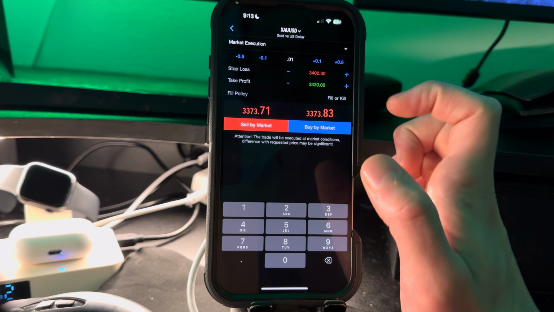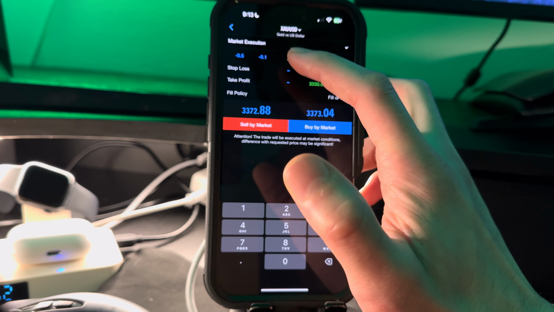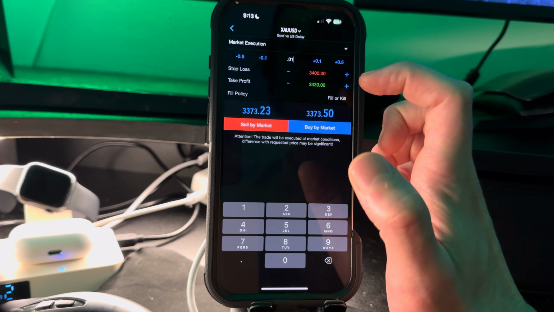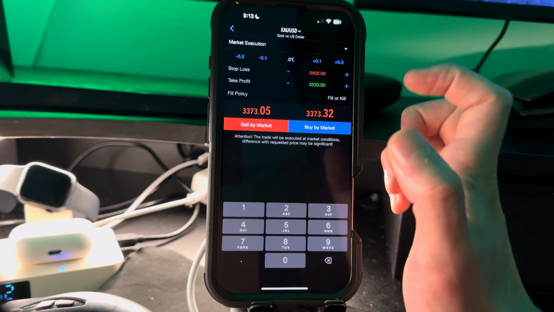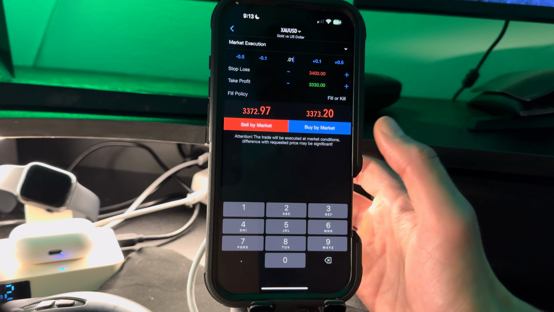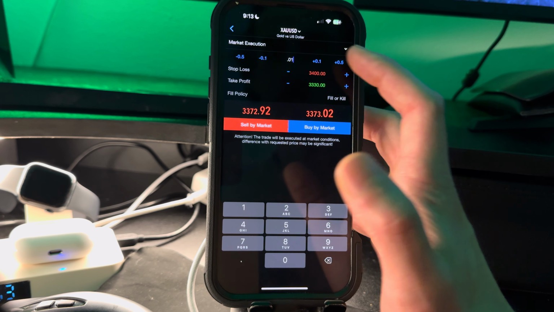But when a pair is moving this quick, you gotta be careful. This is 300 pips, and the take profit is 33.30, so that's 400 pips. Rule of thumb, you want to have your take profit more than your stop loss, so that even if you only win half of your trades, you're still profitable.